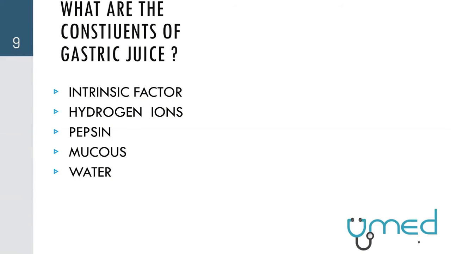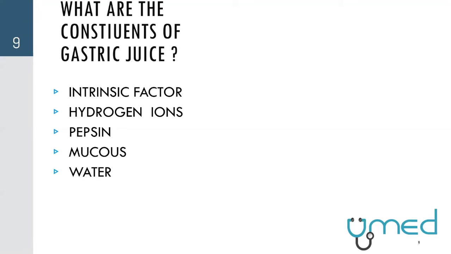Constituents of gastric juice, right? So it consists of intrinsic factor. And guys, intrinsic factor is produced by what? Parietal cells. Very good. Now, it also consists of hydrogen ions. Hydrogen ions is just a fancy way of saying hydrochloric acid, right? Because remember, you're going to have your hydrogen and your chloride ions combining to give you that.